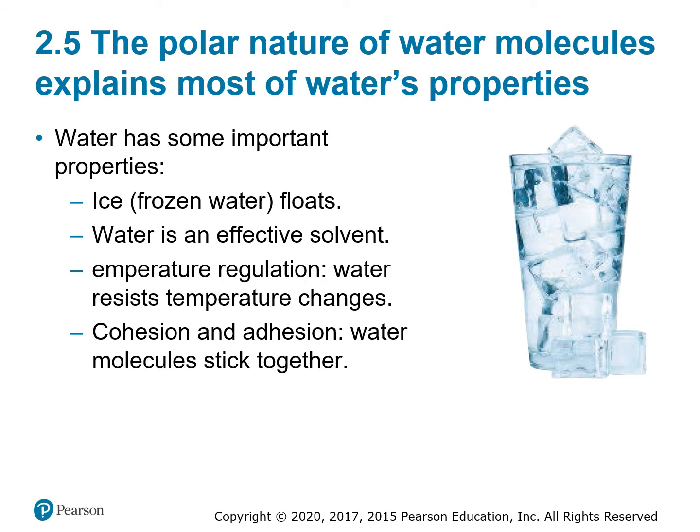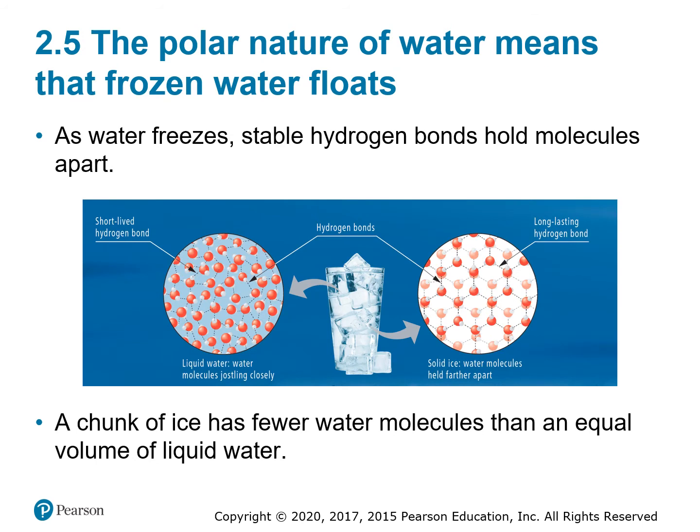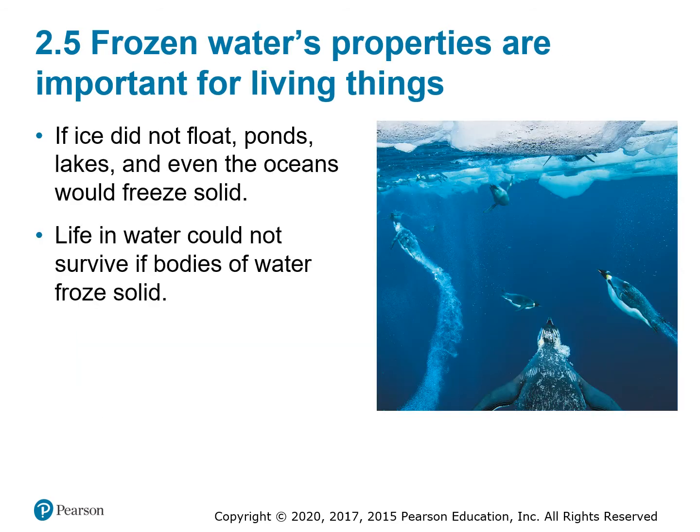And so we can think of water having these important properties when it's at different stages. We have frozen water, which actually floats. It also means that water is an effective solvent, and it's great for temperature regulation, and water molecules stick together due to these hydrogen bonds. As water freezes, there's actually more space between the bonds, and that means that a chunk of ice has fewer water molecules, which means that it's lighter, and so ice actually floats.